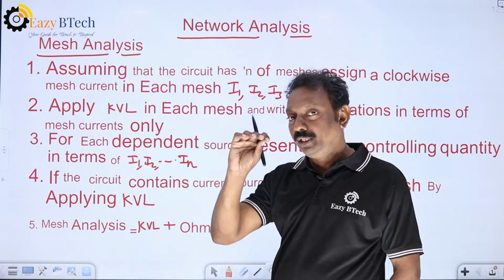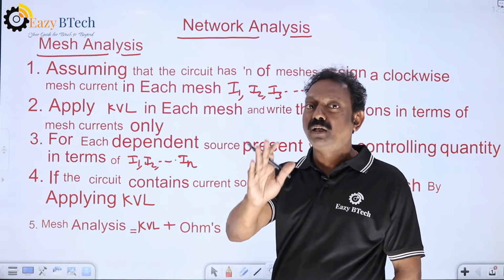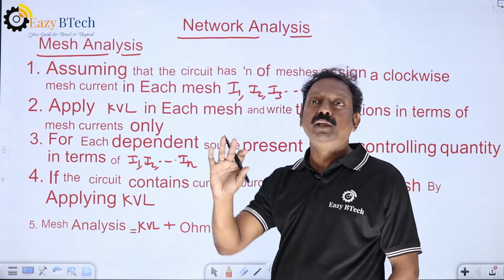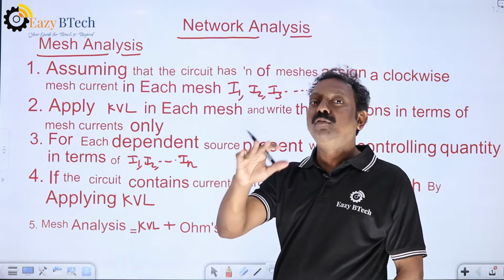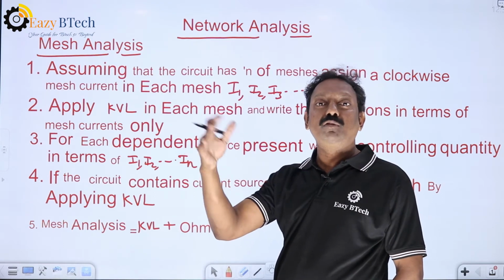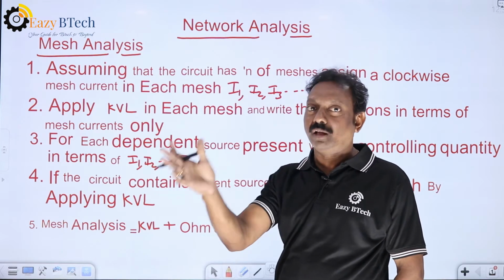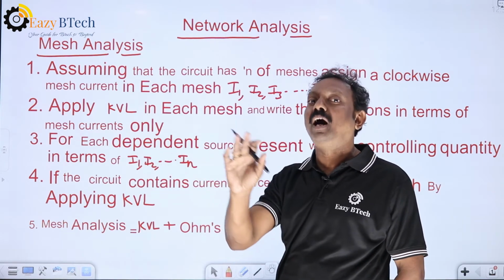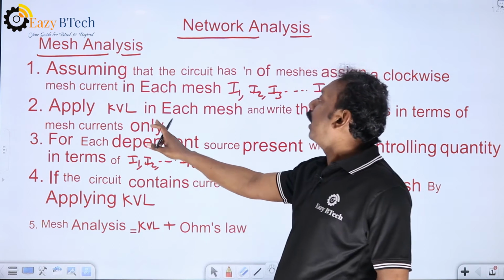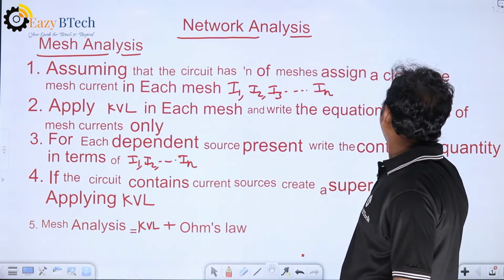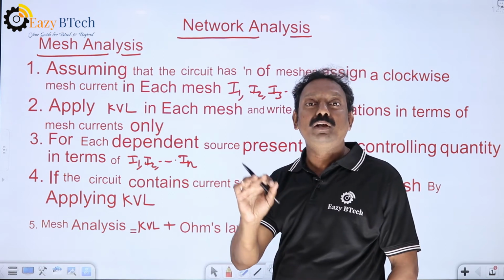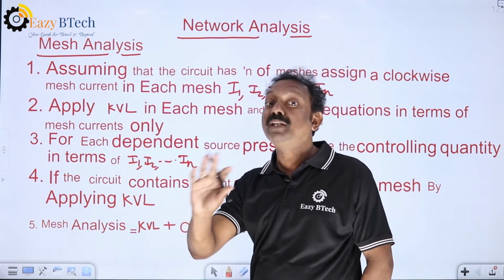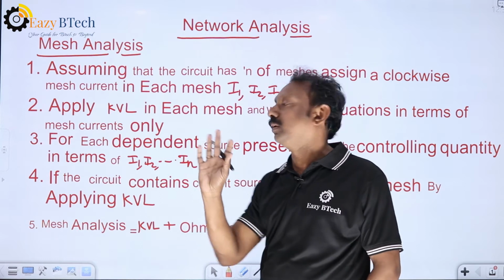So the voltage we are writing in terms of I into R drop. They will give the resistance values, and I1, I2, I3 are the unknown values. So I1 into R1, or I1 minus I2 into R2, and so on. Voltage we are writing in terms of IR drop only. That is, apply KVL in each mesh and write the equations in terms of the mesh currents only. Everything, try to convert in terms of the mesh currents, that is I1, I2, I3 and so on.